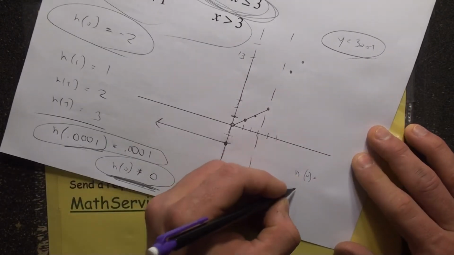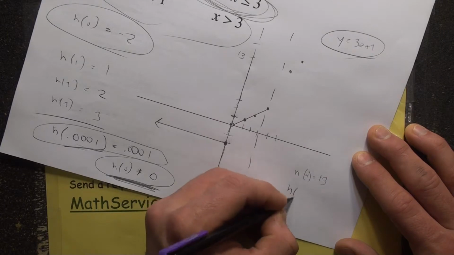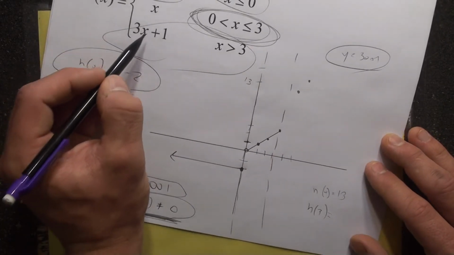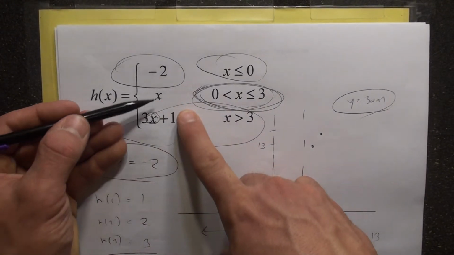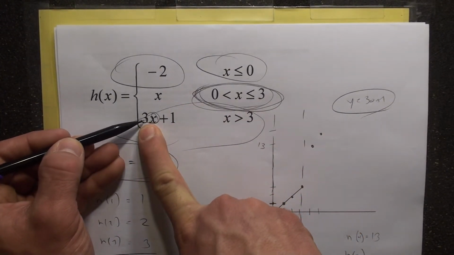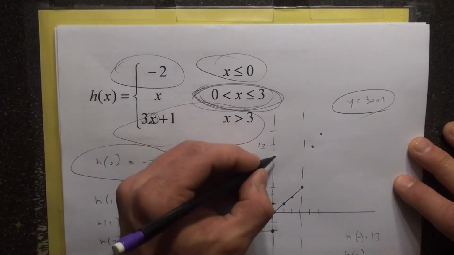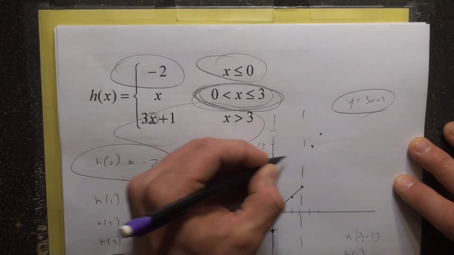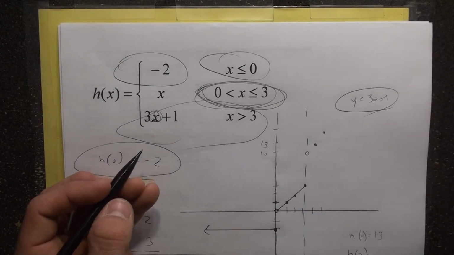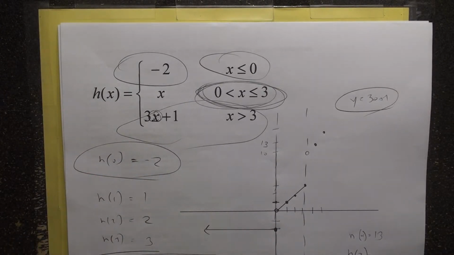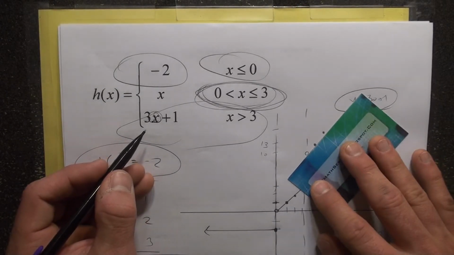if we were looking at h of 3, let's just say you wanted to plug a 3 in here, which you wouldn't. 3 definitely goes in here, but if you plug a 3 in here, you'd get what? 9 plus 1, you'd get a height of 10. So that would be where our open circle is, because we would consider plugging in a 3 into the third part of this piecewise function.